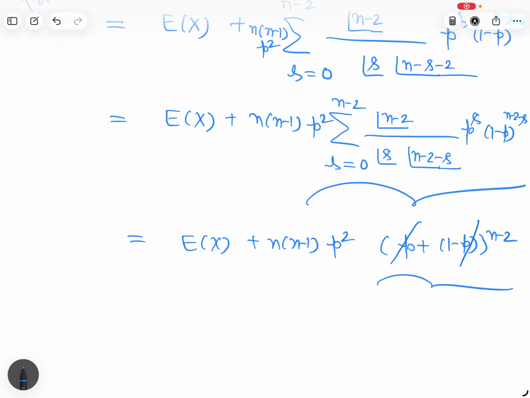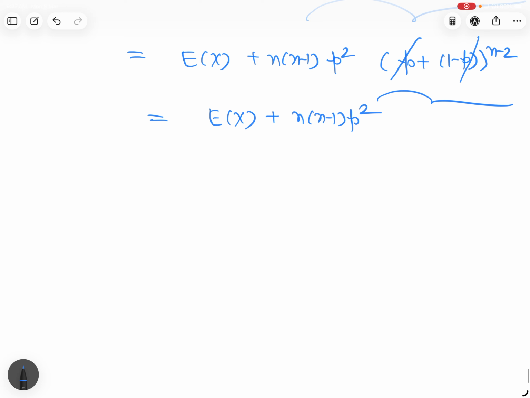So p will be cancelled by p, and its value will come out to be 1. Okay. Now what is the variance of x? Variance is E of x square minus the square of E of x. We have calculated the value of E of x square. We got this one, and we will put this value here.